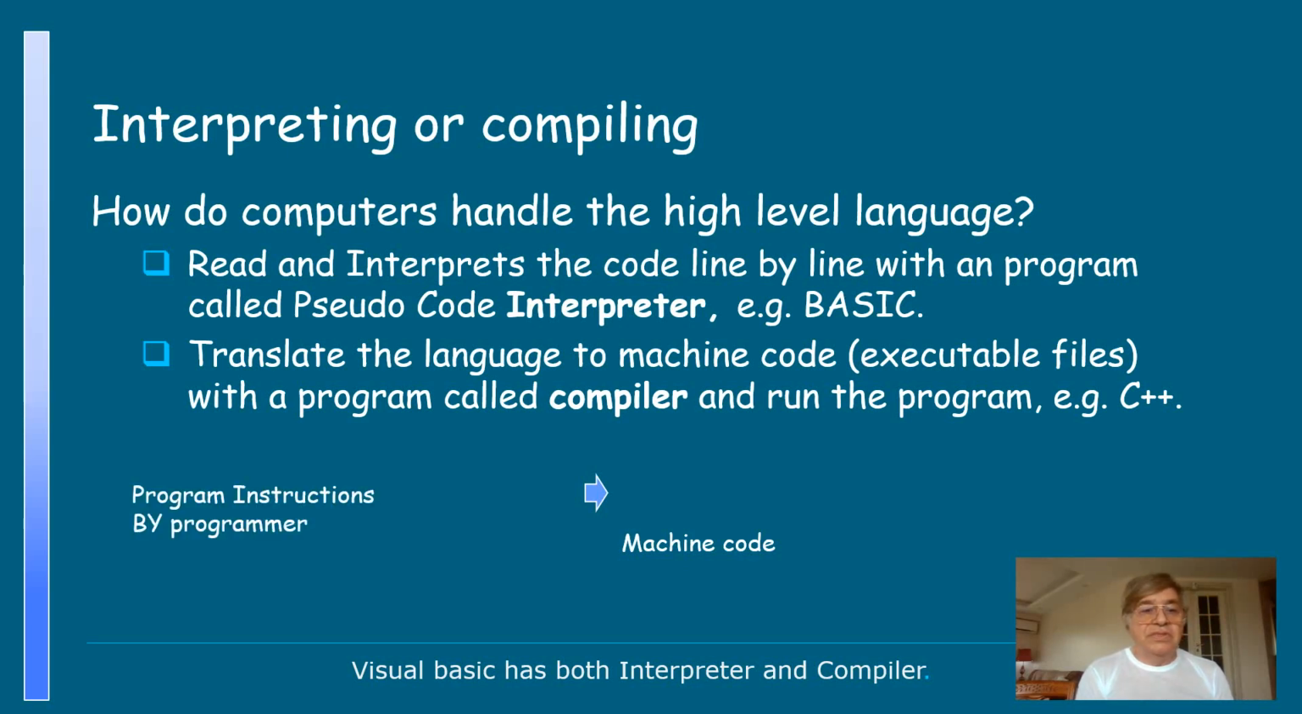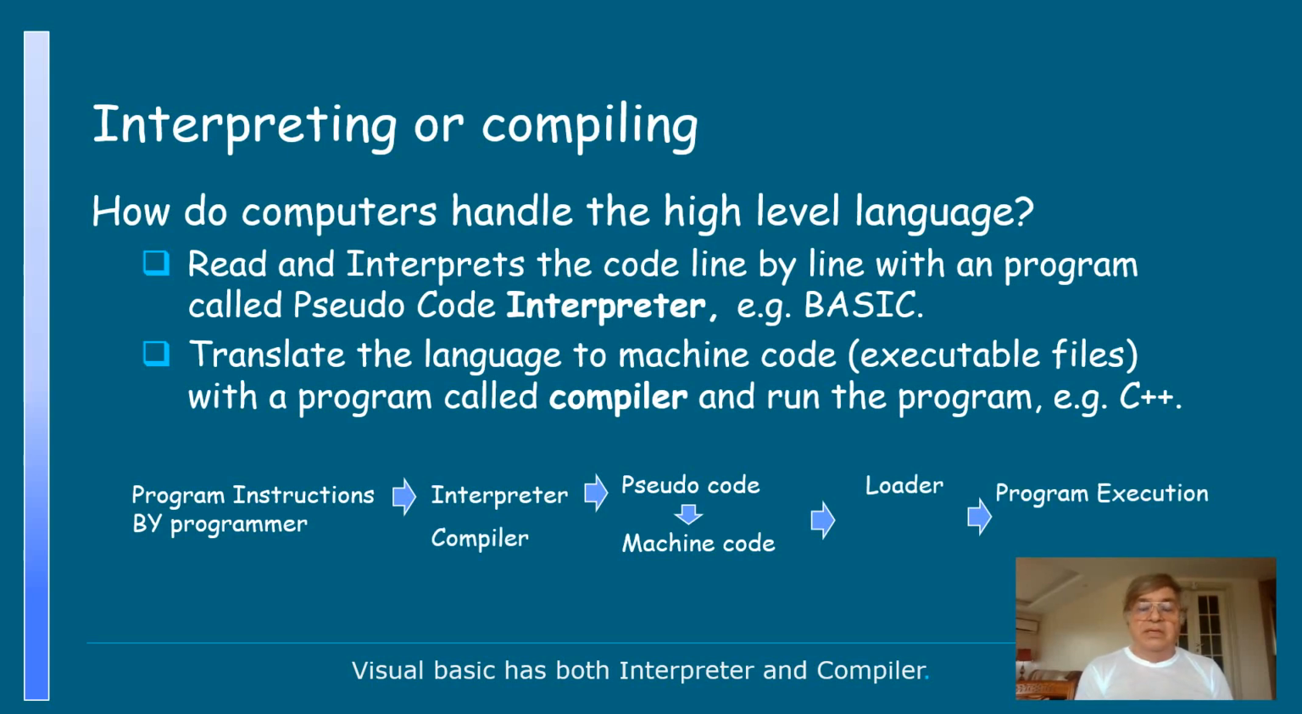And here is an animation of what's happening. We have program instructions written by the programmer, and this will be translated by the interpreter into what we call pseudocode first, and this pseudocode will be translated again into machine code, and then it will be executed on the computer, and it is given to the loader. Then it will be executed by the computer execution unit. Visual Basic can now use a true compiler directly to machine code, making it much faster, like C language and so on.